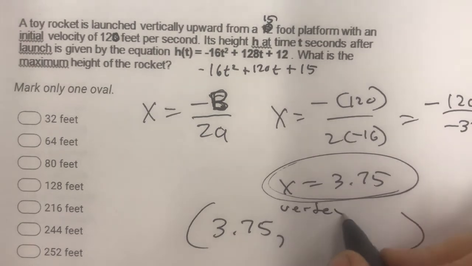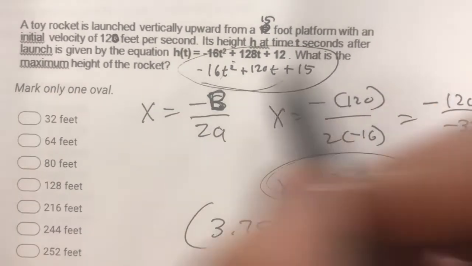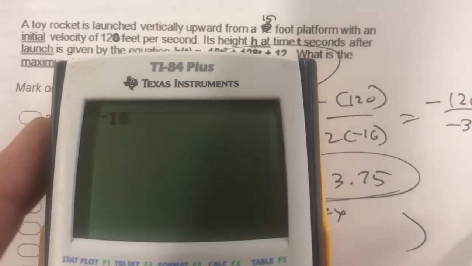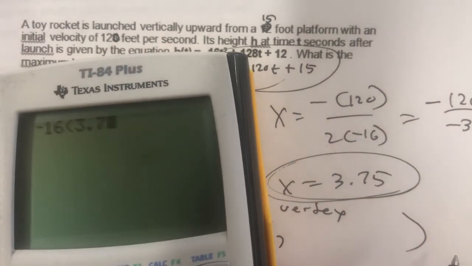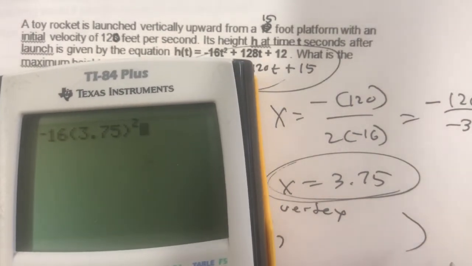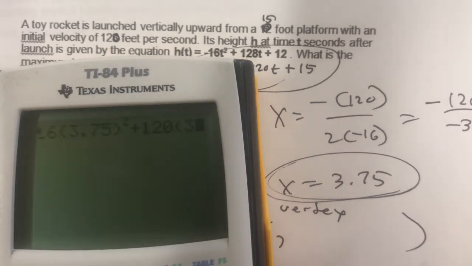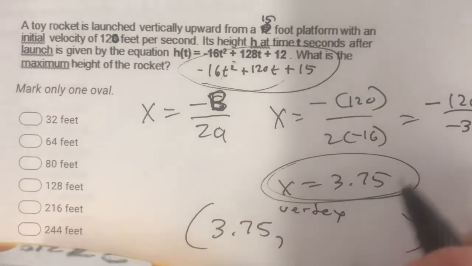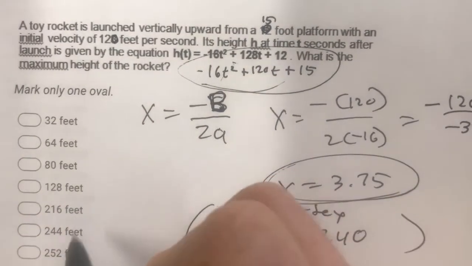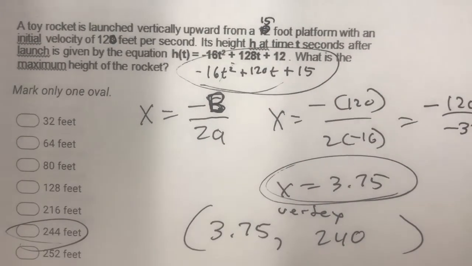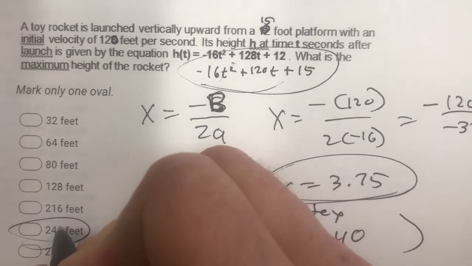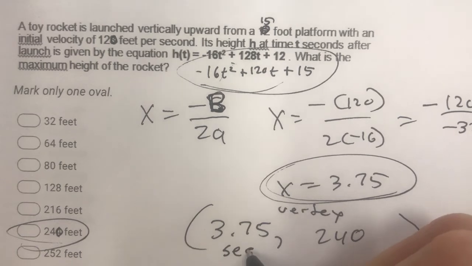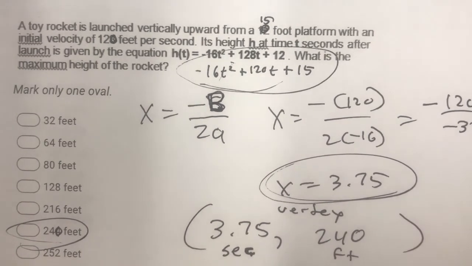This is my vertex. Now I plug that in the equation right here to figure out what the y is. All right, so I'm going to type in negative 16 times 3.75 squared plus 120 times 3.75, and then plus 15. And I got 240. So whatever your answer is over here, just say it was 240. But in 3.75 seconds, it reached the maximum height of 240.